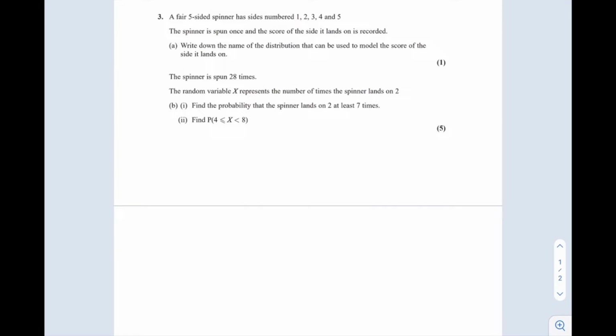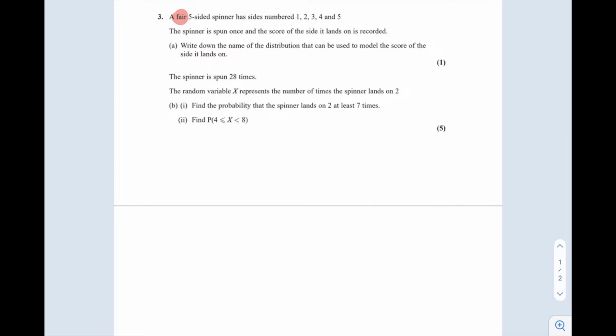So a fair 5-sided spinner has sides numbered 1, 2, 3, 4 and 5. The spinner is spun once and the score of the side it lands on is recorded. So write down the name of the distribution that can be used to model the score of the side it lands on. Okay, so the important word here is fair.